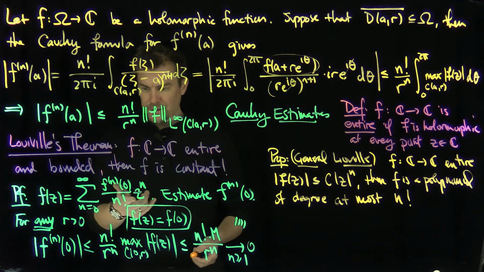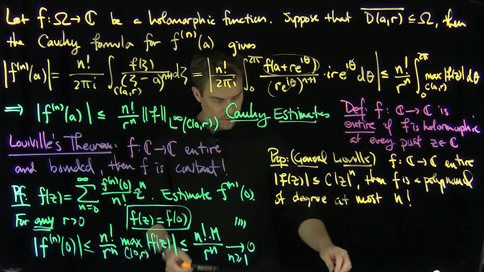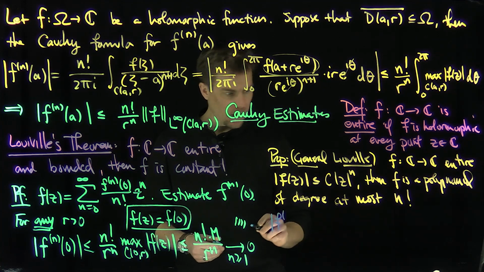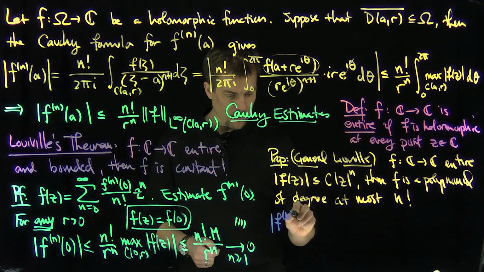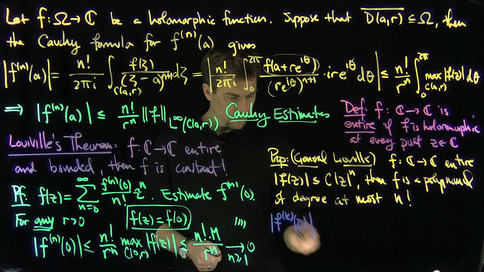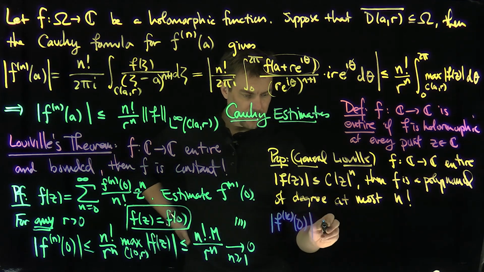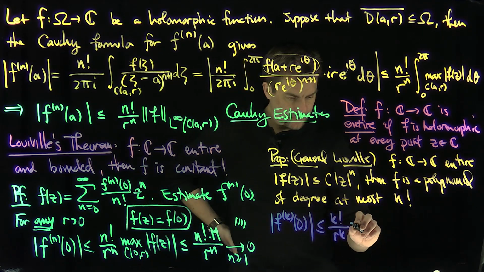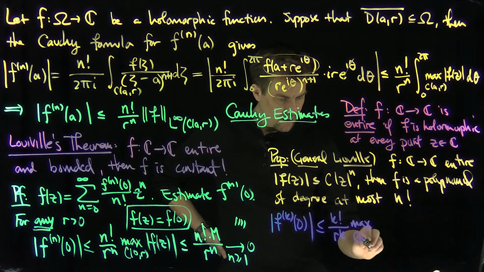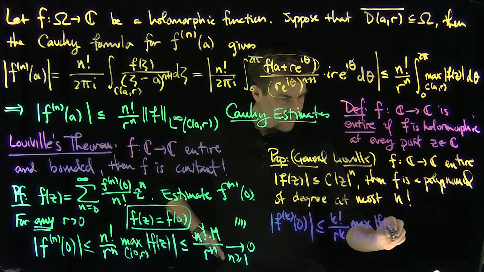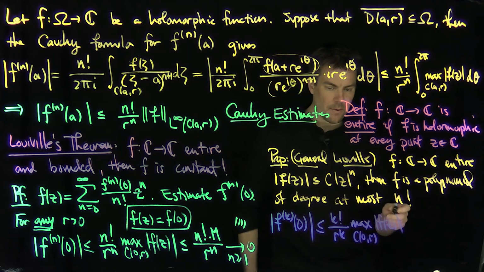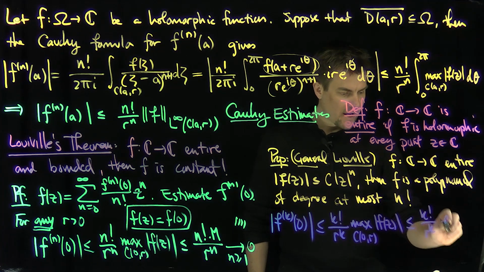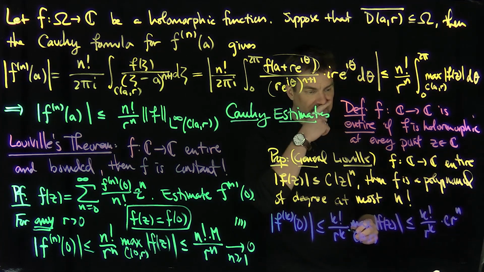Since f is entire, write down the series expansion at the origin, and then estimate the nth derivative at the origin. So how would our estimate go now? I've used n, so let me use k now. f^(k)(0) is less than or equal to k factorial over r to the k, times the max on C_0,r of |f(z)|. But now we can bound that by k factorial over r to the k, times a constant C times r to the n.